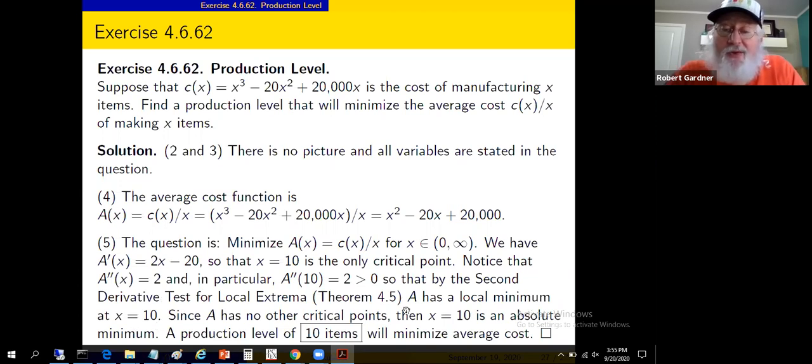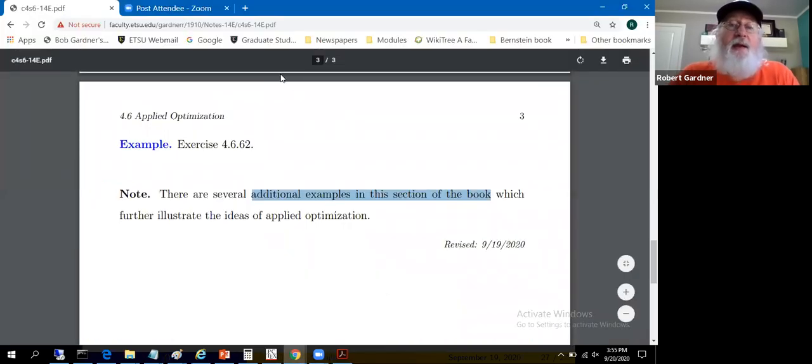And there aren't any other critical points. So this local minimum actually must be an absolute minimum. And the level of production that minimizes average cost must be x equals 10 items, whatever the items are. They didn't give us units. And that takes care of 4.6, applied optimization. And that's probably one of the rougher spots in Calculus 1.